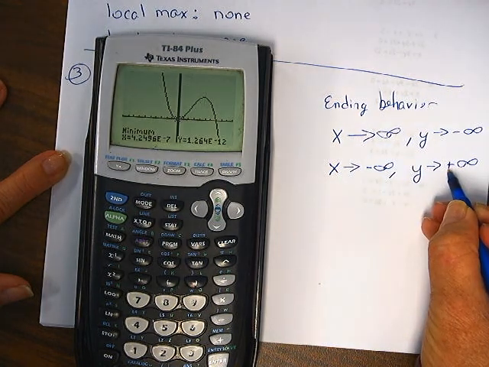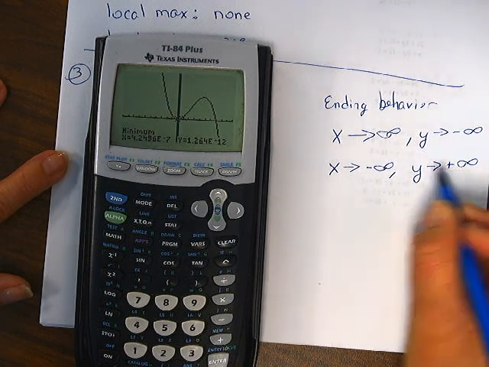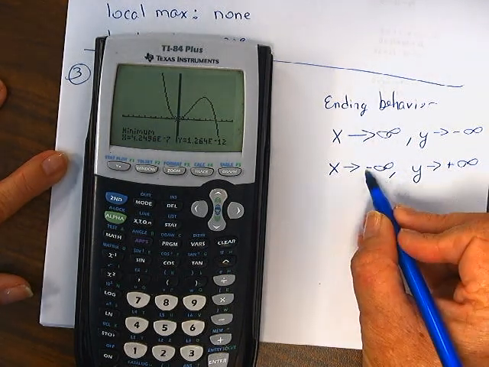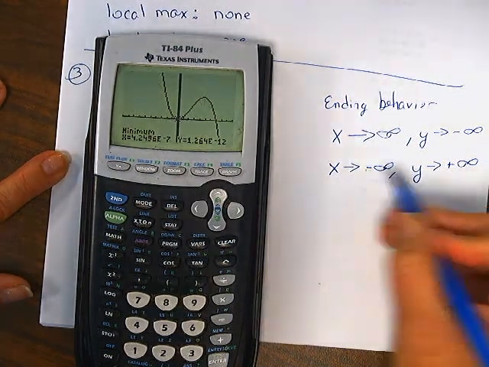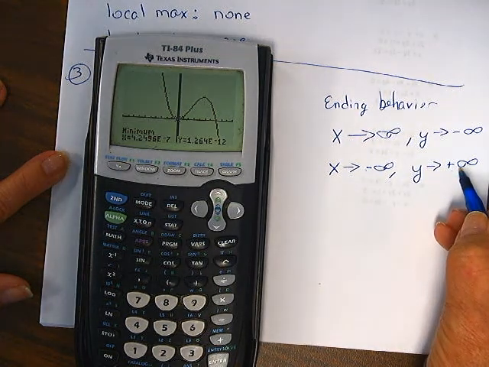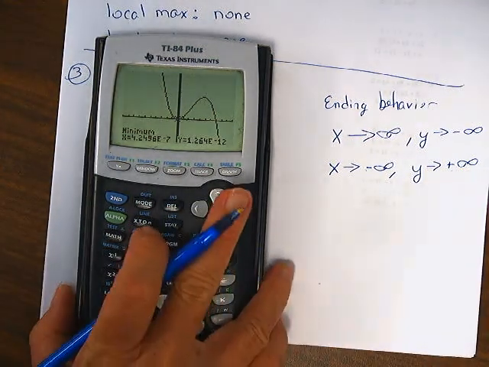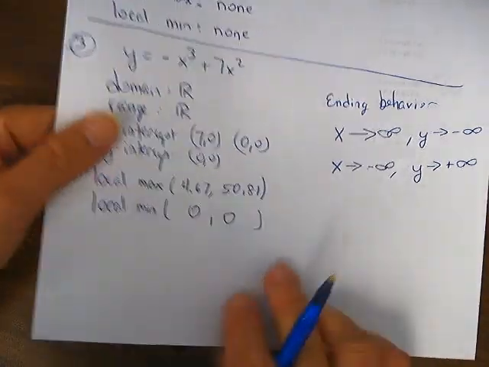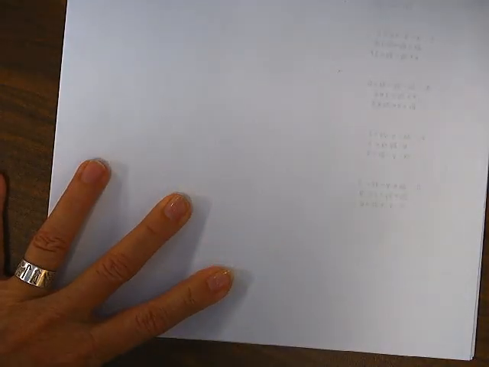And no, you don't have to write the positive there. I just wanted to emphasize that they're going in the opposite direction here. So x is approaching negative infinity, y is approaching positive infinity. Okay, that sums up the third example. One last example, and then we will move on.